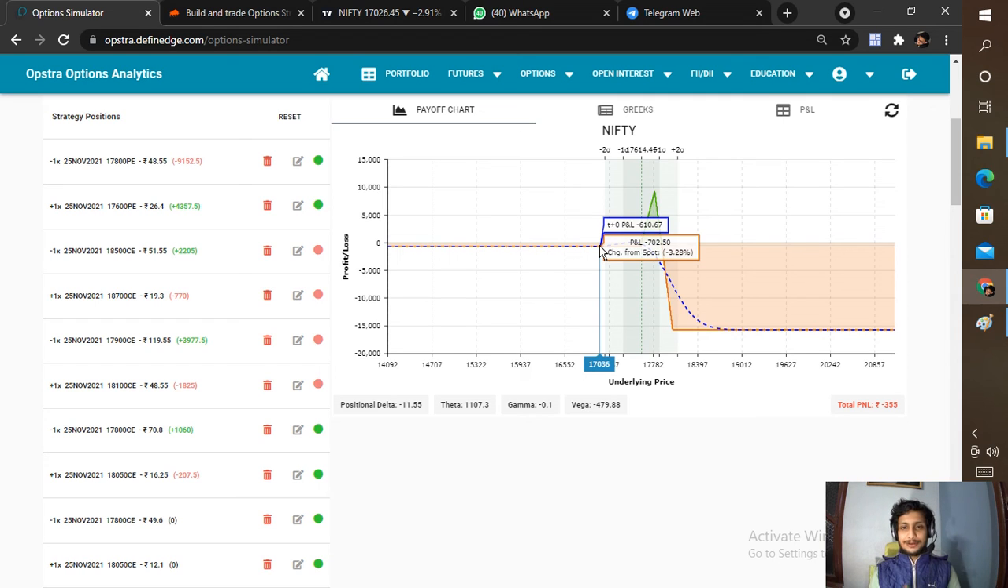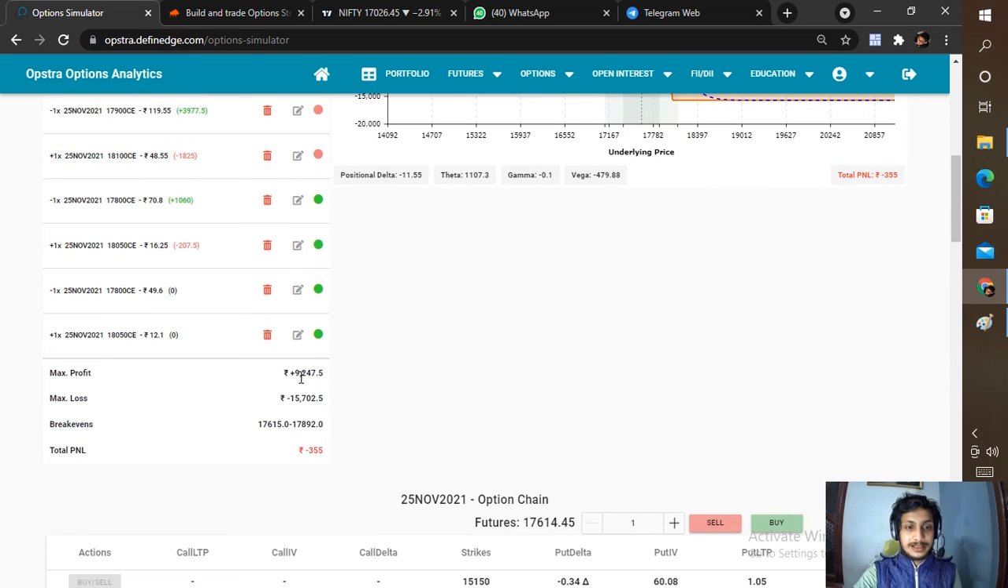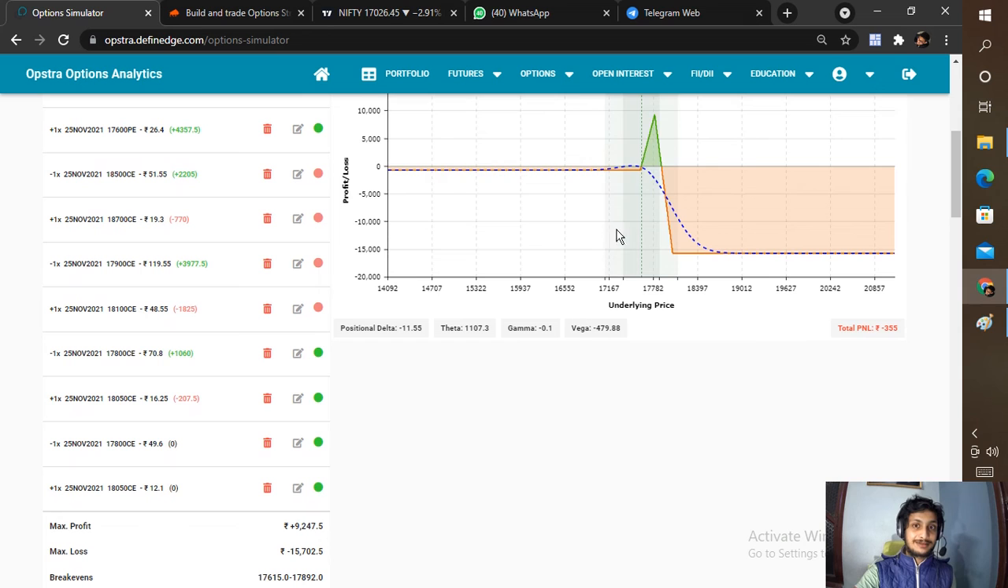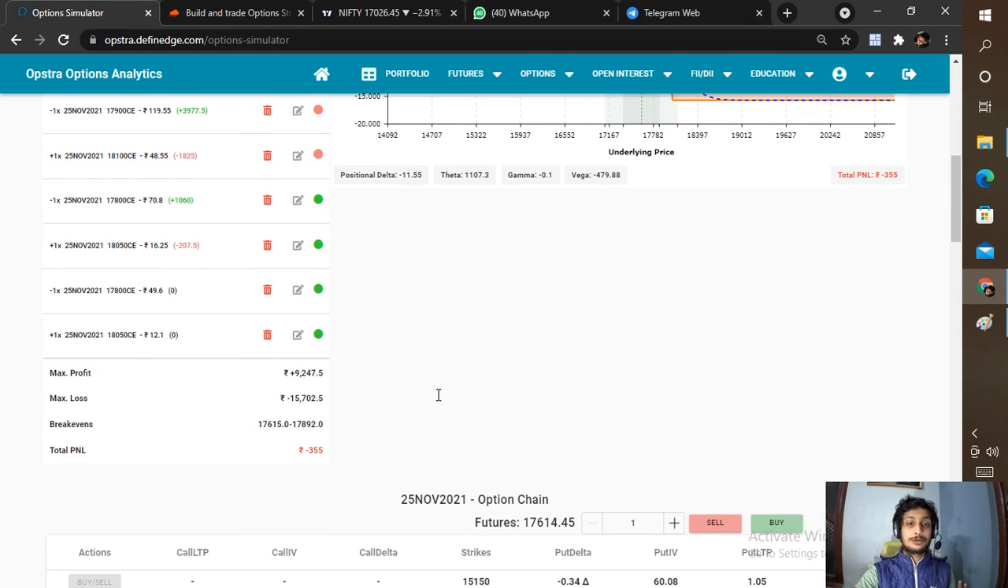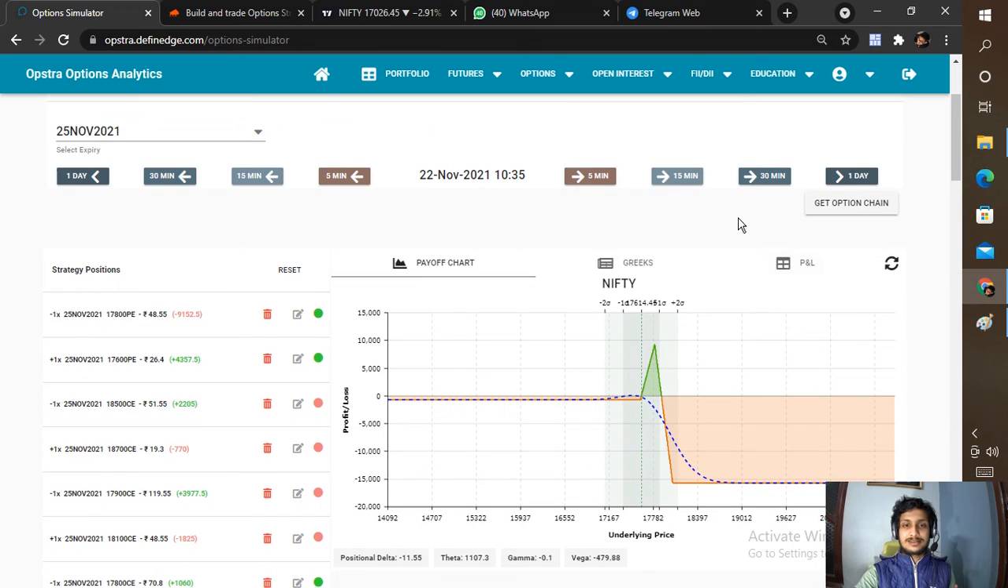Okay, so now the max loss, the max risk to the downside has been kept to 610 rupees only. And what can be the max profit from this trade in case the market reverses and falls within this green territory? It's 9,247. Let's check what has happened.